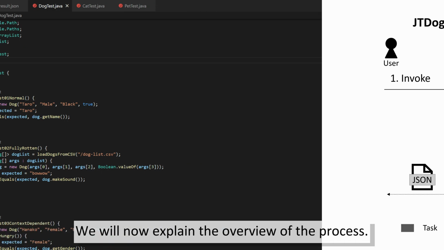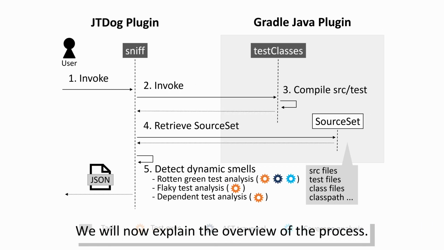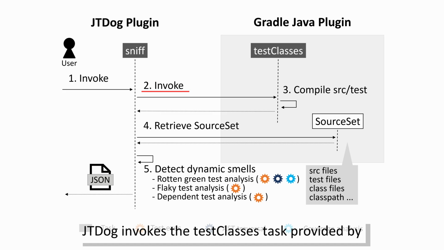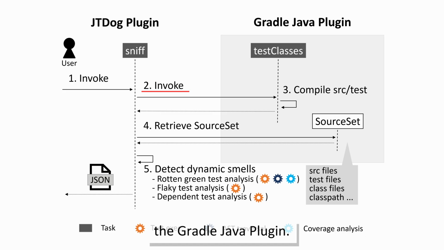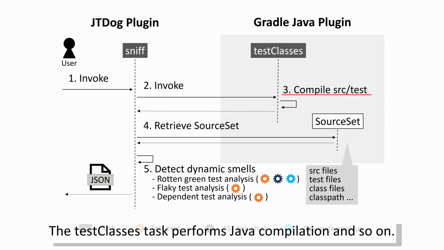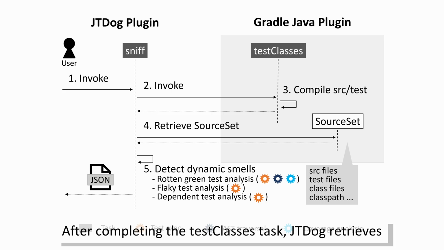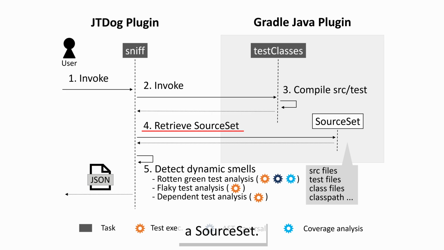We will now explain the overview of the process. When the user invokes the sniff task, JTDog invokes the test classes task provided by the Gradle Java plugin. The test classes task performs Java compilation and so on. After completing the test classes task, JTDog retrieves a source set.